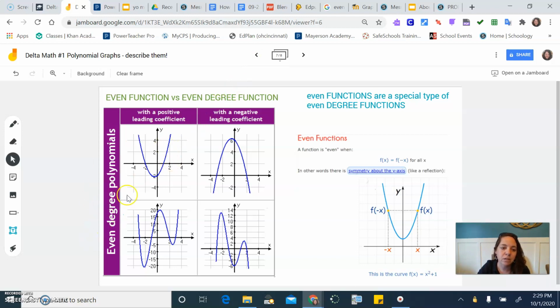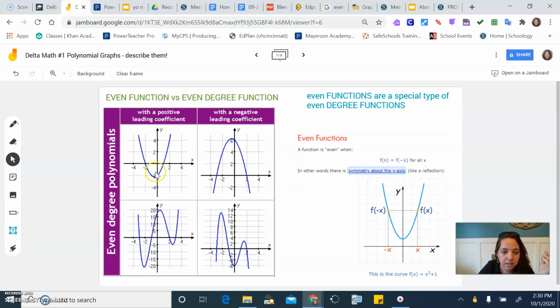So even degree polynomials have end behavior that goes in the same direction. So on the ends, they can go up on both ends or they can go down on both ends. And how we know is about the leading coefficient. If it's a negative coefficient, on the right side, it's going to be going down. If it's a positive coefficient, on the right side, it's going to be going up. Okay. So even degree polynomials do the same thing on the ends.